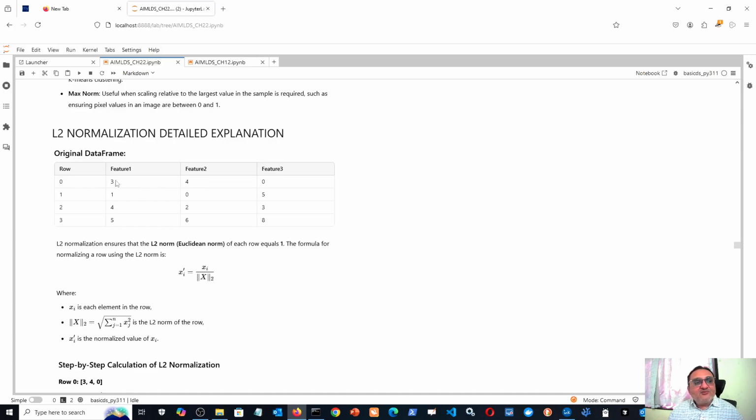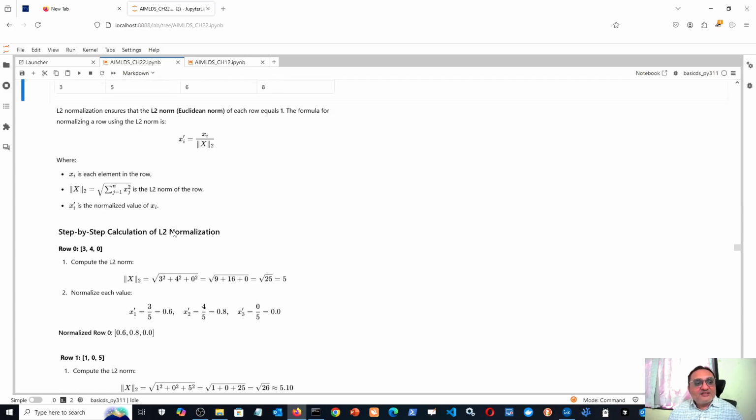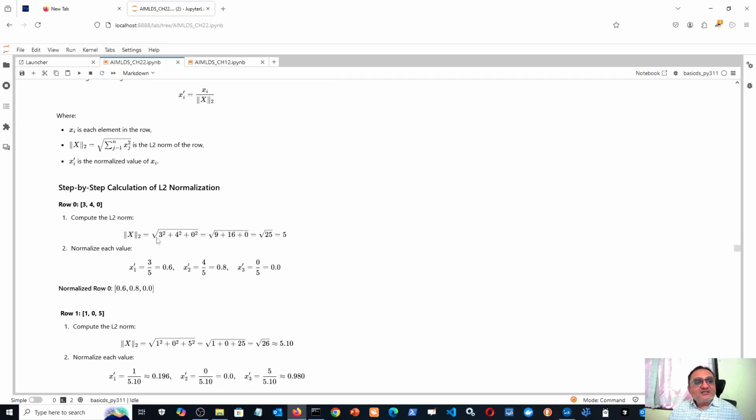So what will be the Euclidean length of the first vector? Under the root, 3 square plus 4 square. This will be under the root 1 square plus 0 square plus 5 square. This would be under the root 4 square plus 2 square plus 3 square. And this would be under the root 5 square plus 6 square plus 8 square. That is what I have calculated first. That Euclidean length for each row is also called its L2 norm.